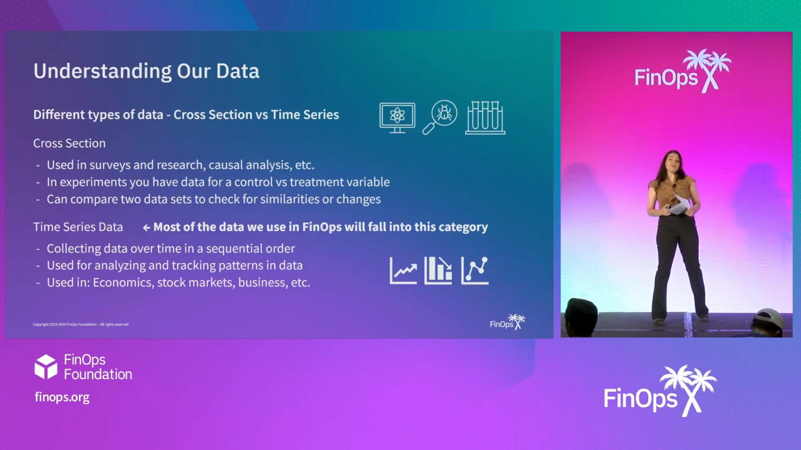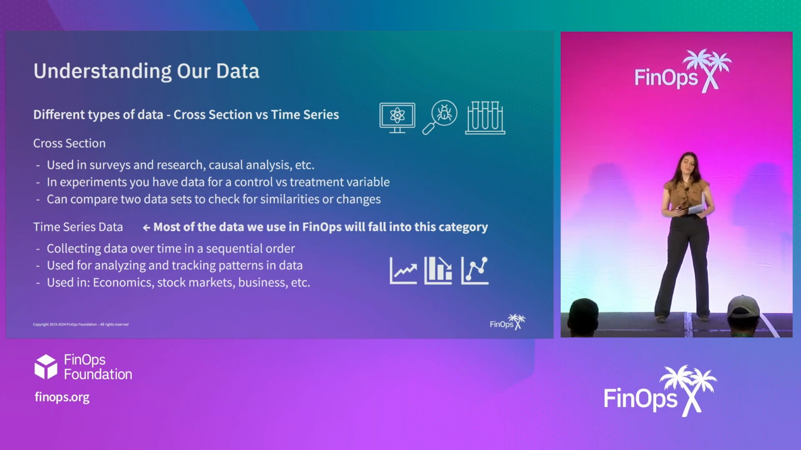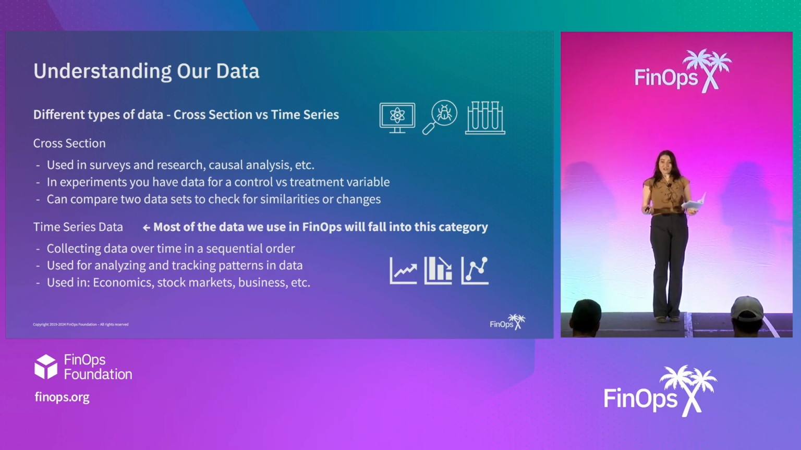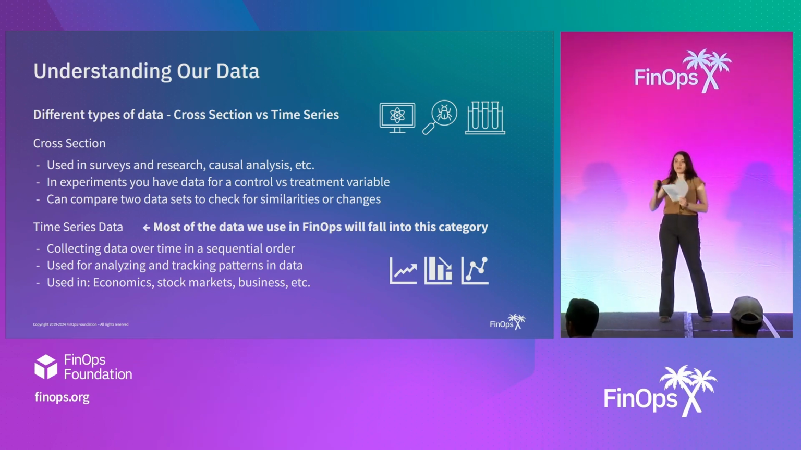All right, but before we go into that, we have to talk about the different types of data that exist. So first, we have cross-section data. And this is typically what I think about when I think of data analysis. This is used in surveys and research for causal analysis. So you might have one set of data and you want to compare it to another set of data to see if there's any changes based on a treatment variable.